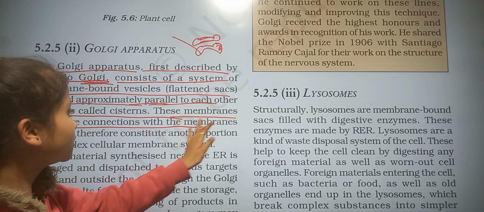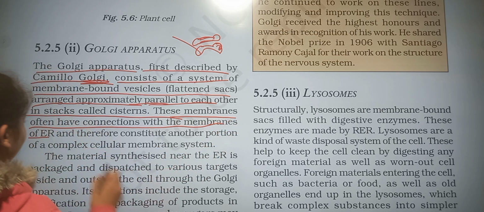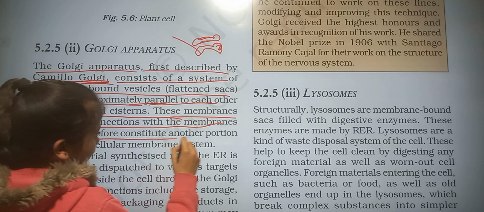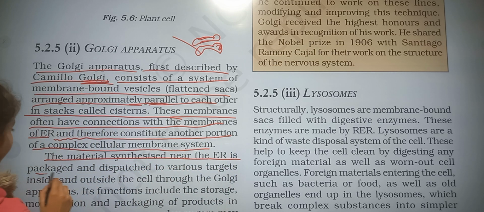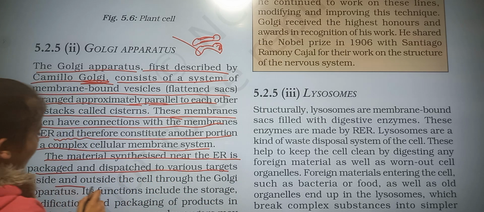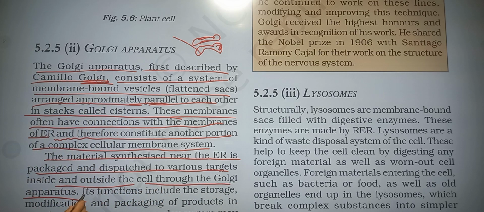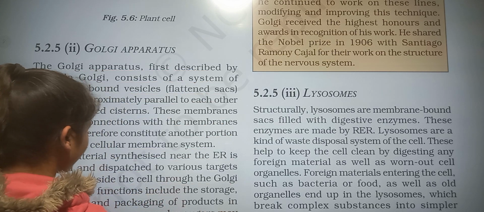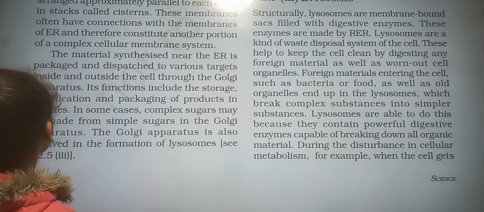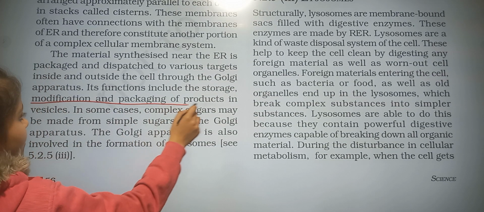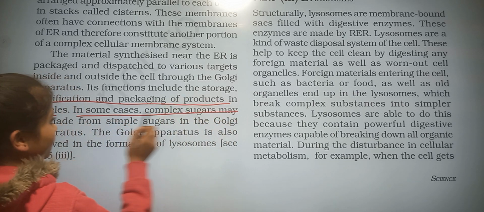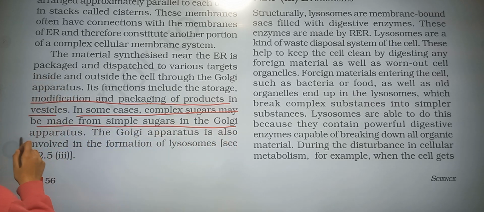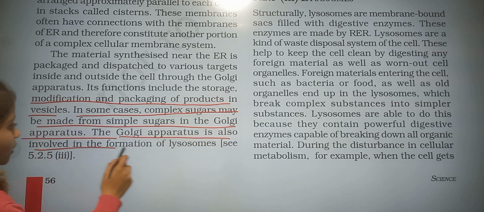They often have a connection with the membranes of the ER. I have already told that it is connected with the ER and therefore constitutes another portion of a complex cellular membrane system. The material synthesized near the ER is packed and passed to various targets inside and outside the cell through the Golgi apparatus. The functions include storage, modification and packaging. It helps in packaging and modification of vesicles. In some cases, complex sugars may be made from simple sugars in the Golgi apparatus. The Golgi apparatus is also involved in the formation of lysosomes.